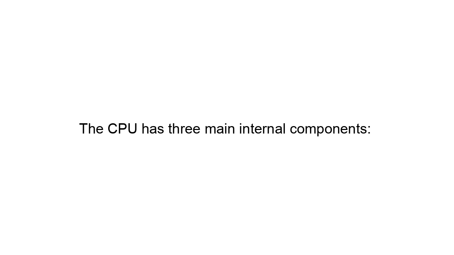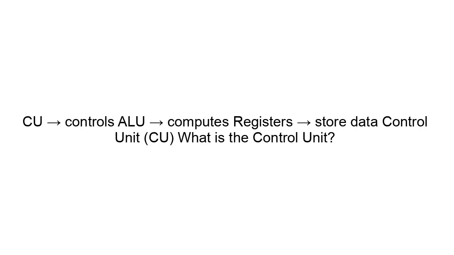Core components of CPU. The CPU has three main internal components: control unit, CU, arithmetic logic unit, ALU, and registers. Example concept: CU controls, ALU computes, registers store data.